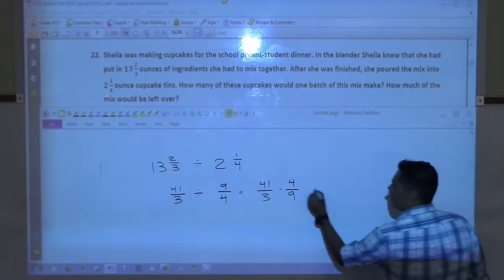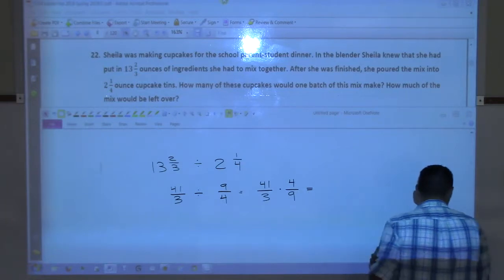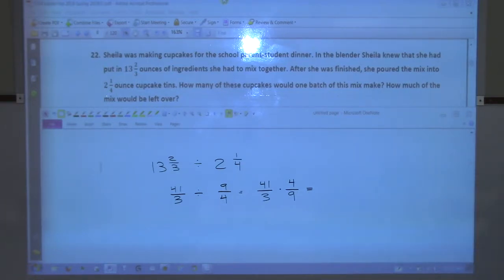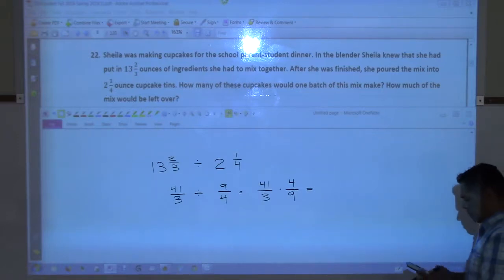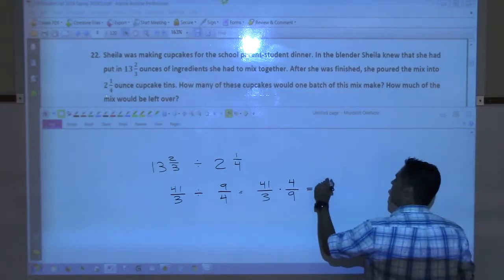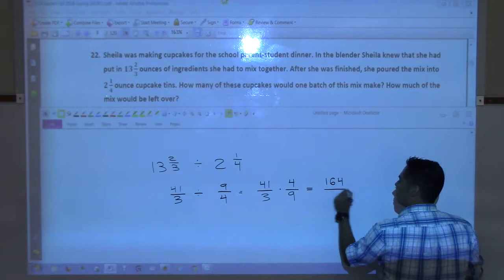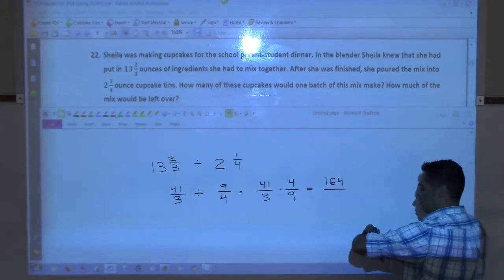Okay, and this is just on the calculator. So let's just get on our calculator and see what we get here. You get a decimal there, or is it exact? 41 times 4. So, okay, you were just giving me the numerator. Yeah. 164 over 27.